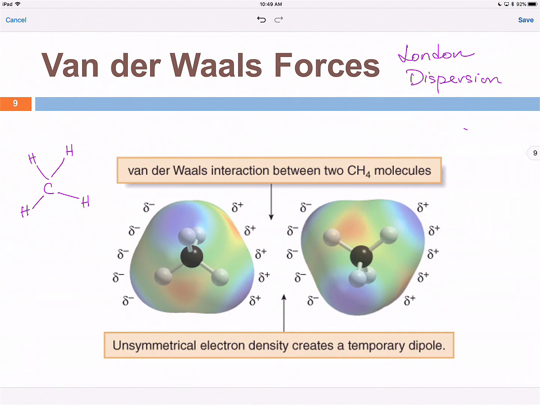So the bonds are essentially non-polar. So I don't think there's a reason for electrons to move to one side of the molecule more than the other. But this can happen in all molecules. So what is the reason for London forces?